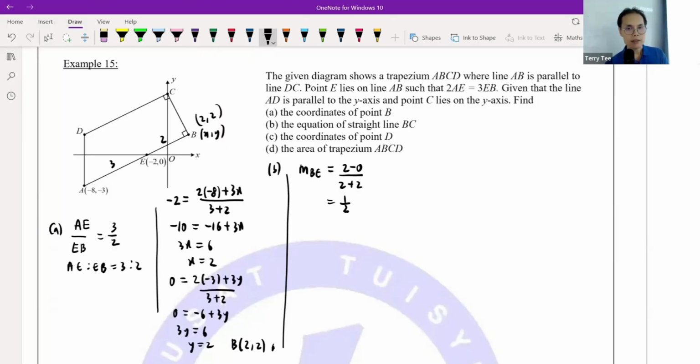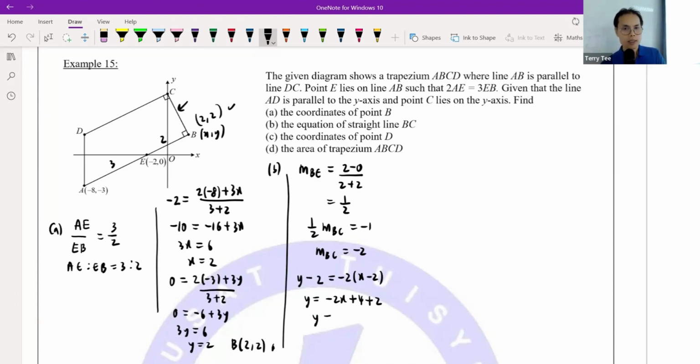Since they are perpendicular, right, we can say gradient m1 times gradient m2 is negative 1. Gradient BC is negative 2. This line has gradient negative 2. Then we can use y minus y1. My y1, I'm going to use point B. y1 is 2. Gradient is negative 2. x1 is also 2. So y is minus 2x plus 4 plus 2. y is minus 2x plus 6. There you go. That is equation of straight line BC.